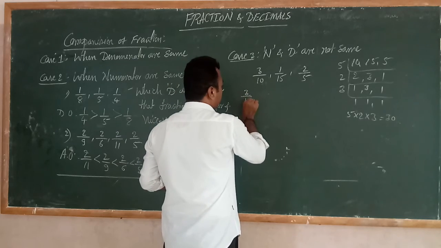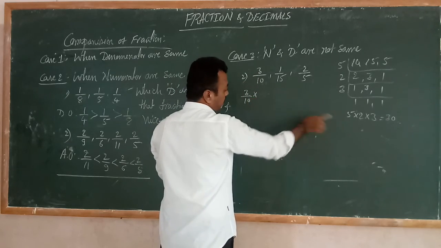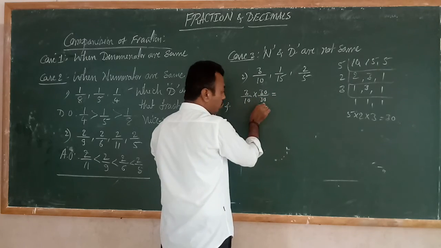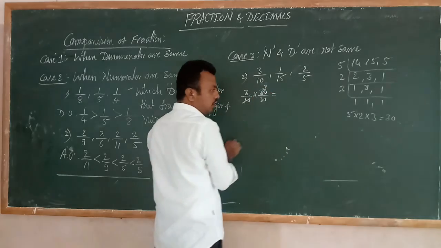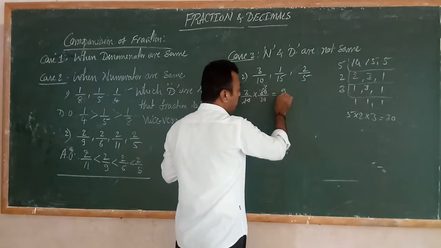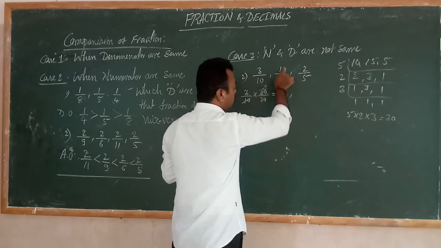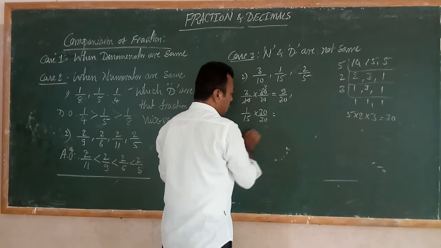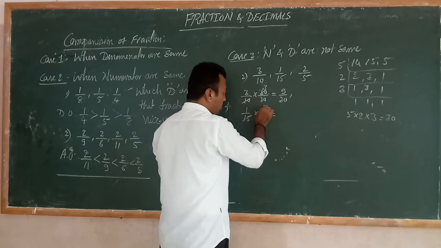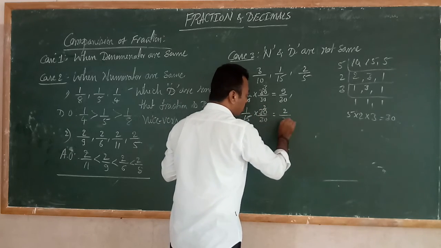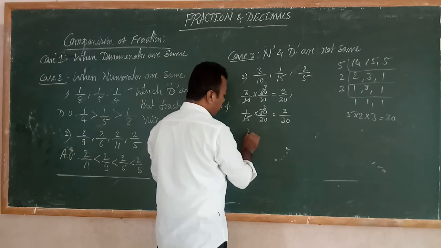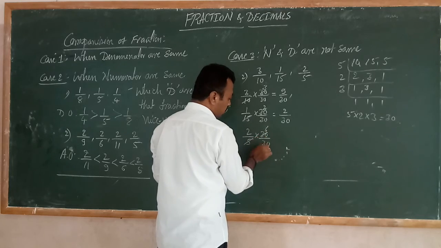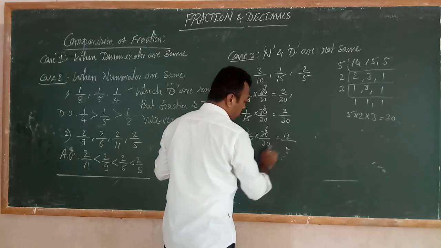See, 3 by 10 I will take, into that LCM applied here, 30 by 30. This number you don't touch. 10 ones are 10, 3s are 30. You have to divide it. 3 into 3, 9 by 30. Okay, next 1 by 15 you have to take, 1 by 15 into again 30 by 30. So don't touch it. 15 ones are 15, 2s are 30, so 2 into 1, 2 by 30. And then 2 by 5 into 30 by 30. So 5 ones are 5, 6 5s are 30, 6 2s are 12, 30 as it is.